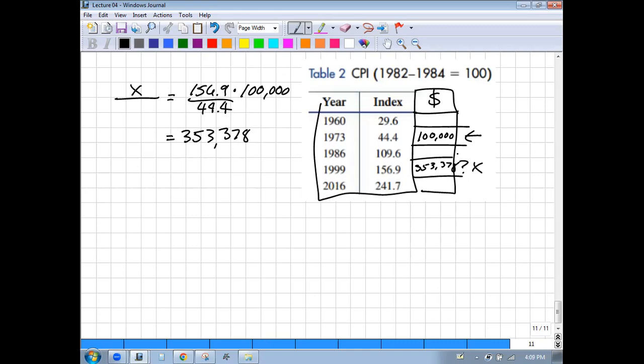So $100,000 from 1973 is equivalent to $350,000 in 1999. I wish we had more recent data from today, from just 6 months ago, right?